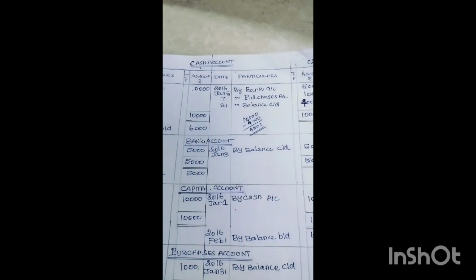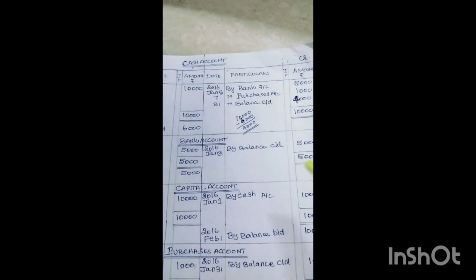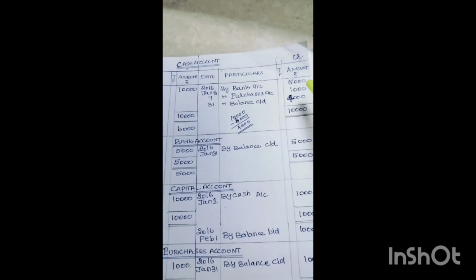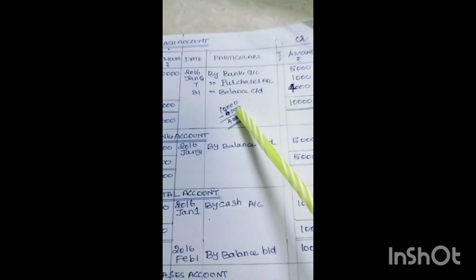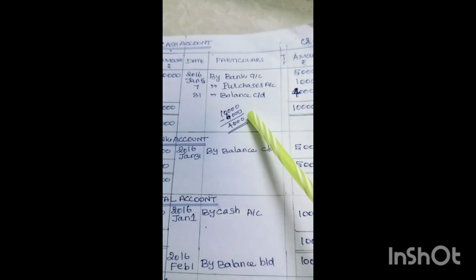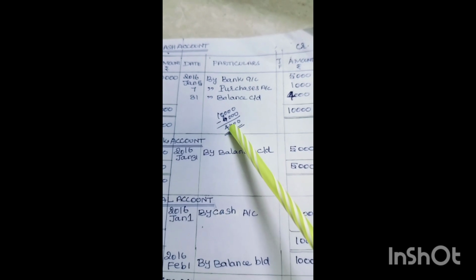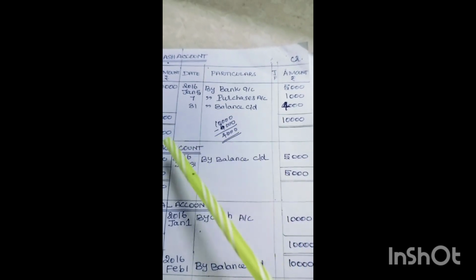We will find the difference value. How do we find it? It is very simple. We have to subtract that 6,000, 5,000 plus 1,000, 6,000 rupees from the total amount. What is the total amount? 10,000. So 10,000 minus 6,000, what do we get? We get 4,000 rupees. This is the difference between the debit and credit.